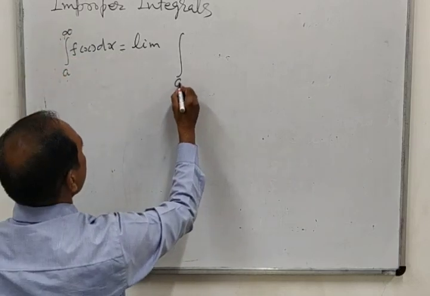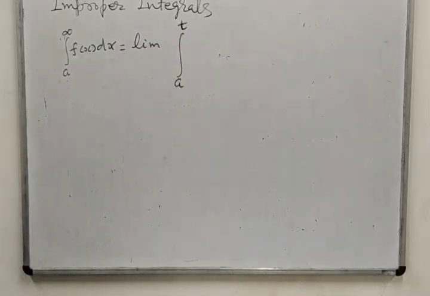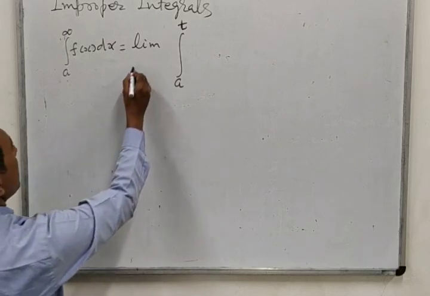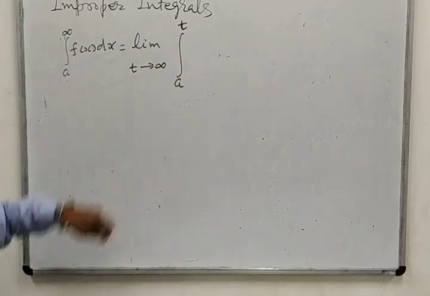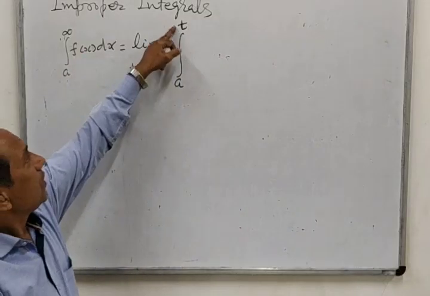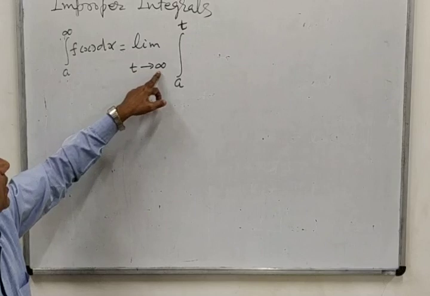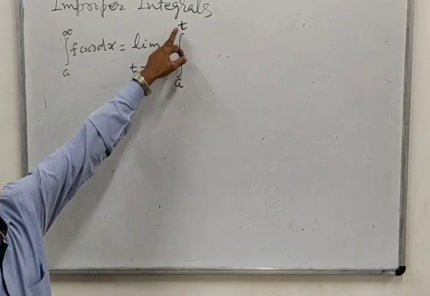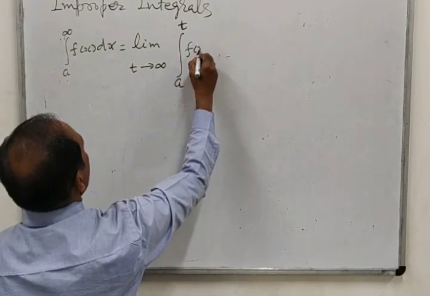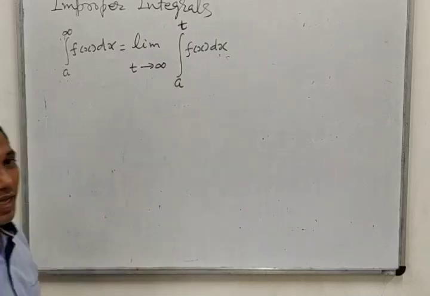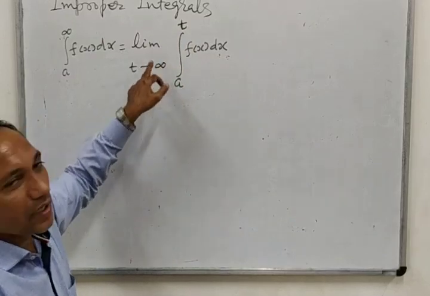To avoid this, we will write t instead of infinity, and write this as t tends to infinity. So ultimately the problem is the same, but here we have removed infinity and placed it in the form of a limit. That is, the limit of this integration as t tends to infinity. Are you understanding? Simply you write limit t tends to infinity of the integral of f of x dx. Then we will integrate this function and find the limit.